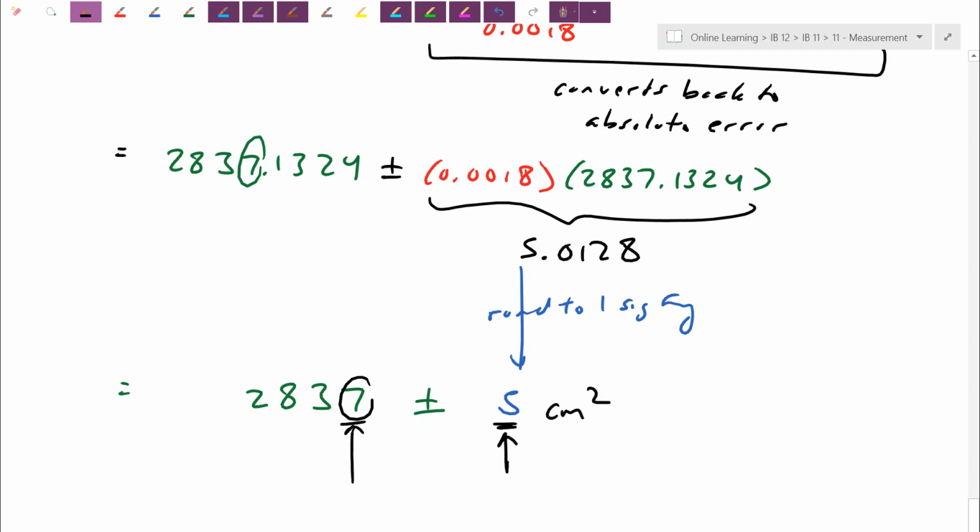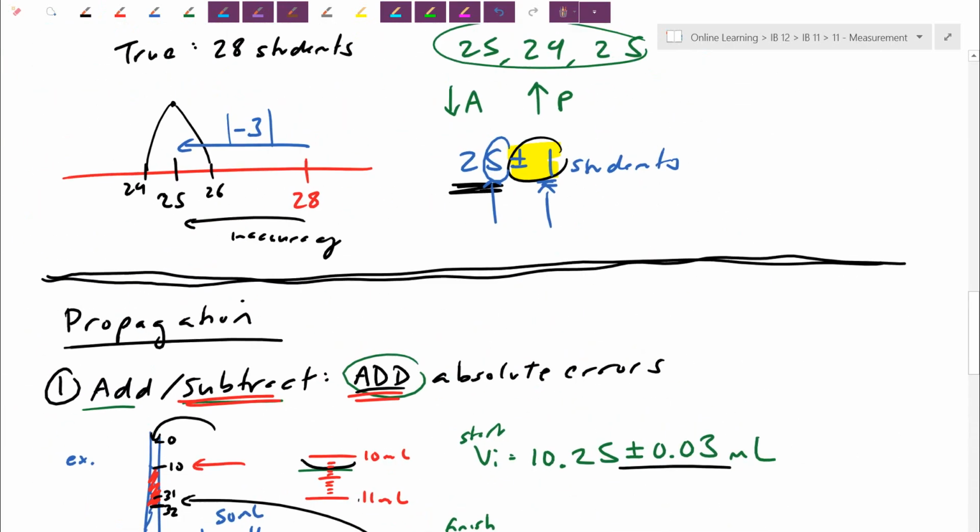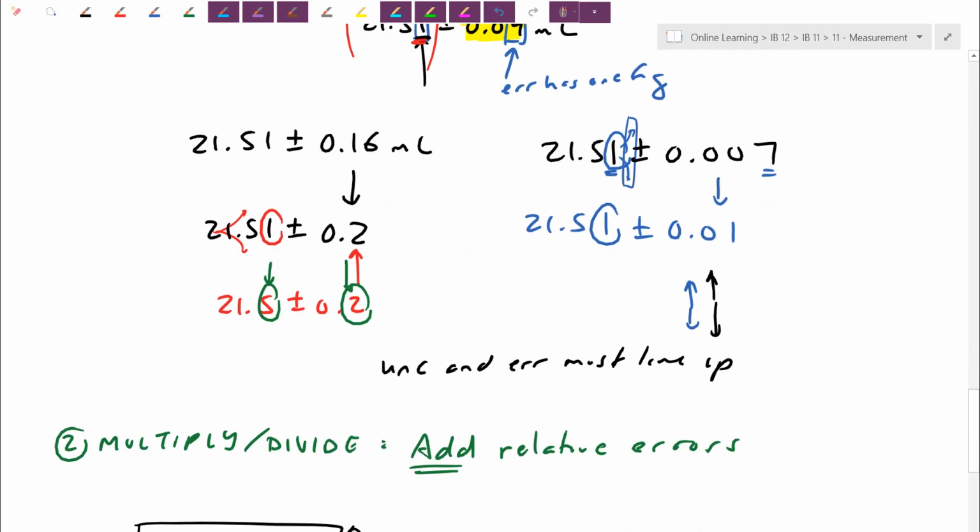And the final unit is going to be centimeters squared. If it wasn't matched up, we would do that same what-if practice we had earlier. Either round the sig figs or round the error so that they line up.